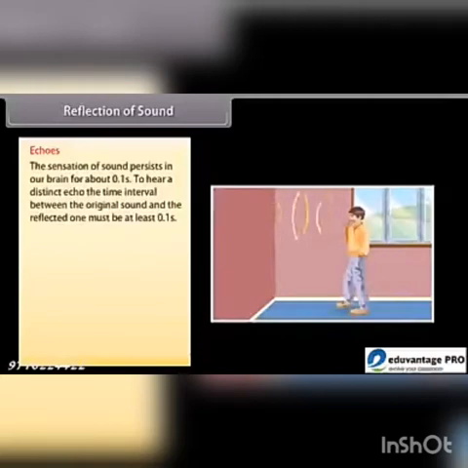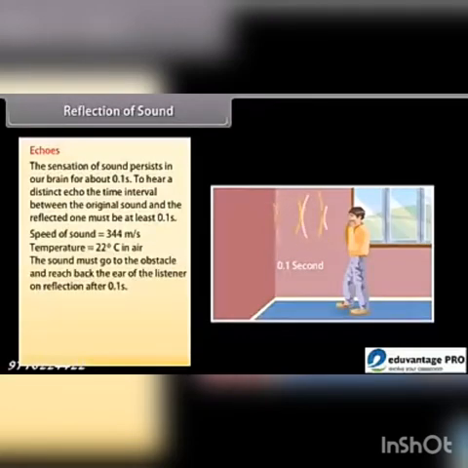The sensation of sound persists in our brain for about 0.1 second. To hear a distinct echo, the time interval between the original sound and the reflected one must be at least 0.1 second. If we take the speed of sound to be 344 meters per second at a given temperature, say 22 degrees Celsius in air, the sound must go back to the obstacle and reach back the ear of the listener on reflection after 0.1 second.